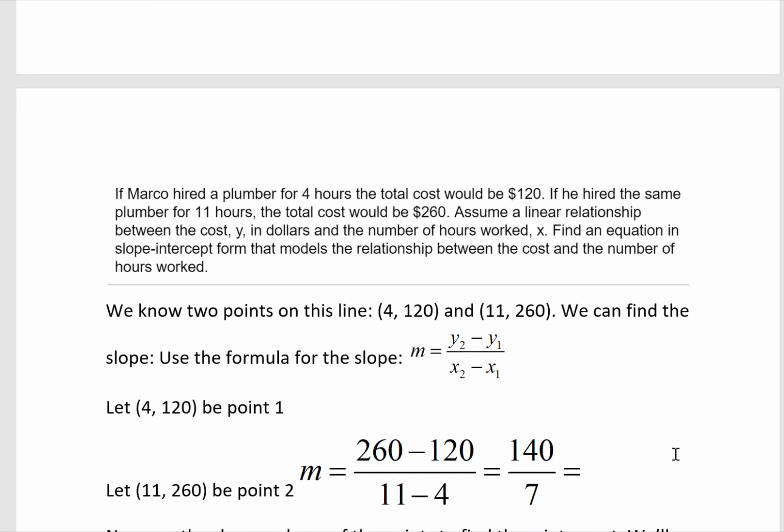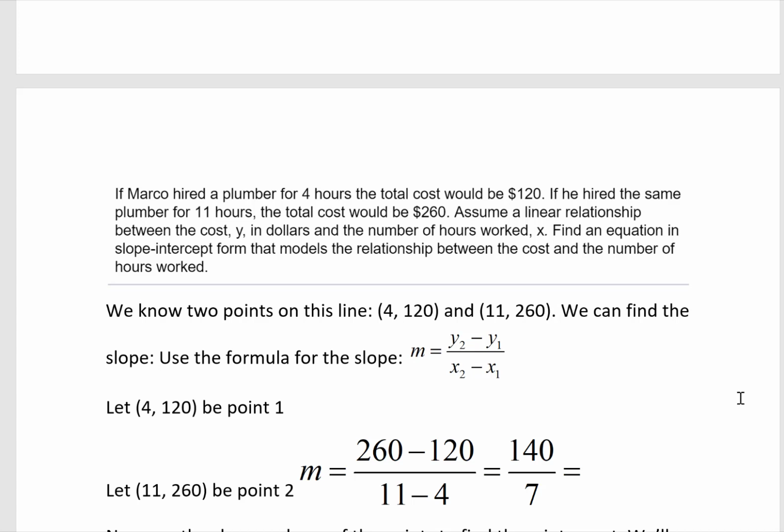If Mario hired a plumber for 4 hours, the total cost would be $120. If he hired the same plumber for 11 hours, the total cost would be $260. Assume a linear relationship between the cost y in dollars and the number of hours worked x. Find an equation in slope-intercept form that models the relationship between the cost and the number of hours worked. There are several ways to work this problem. In my math lab, this is a multiple choice question. There are 4 answers provided.